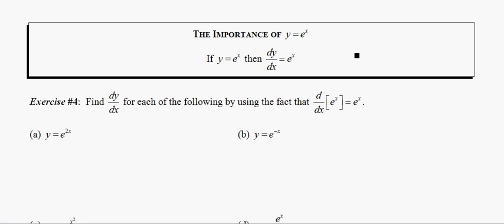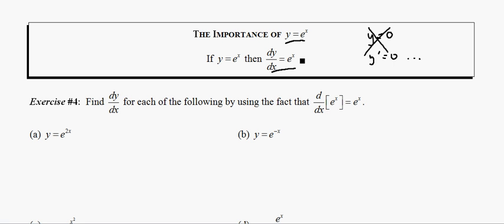There are very few functions that are their own derivatives. In fact, probably the only other one I can think of off the top of my head without getting fancy is y equals 0. Clearly, y prime is also equal to 0, but that's what we would call a trivial case in math. This is amazing. y equals e to the x has as its derivative itself. Isn't that kind of cool?